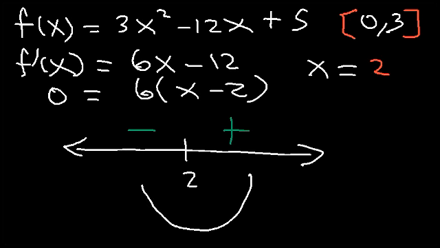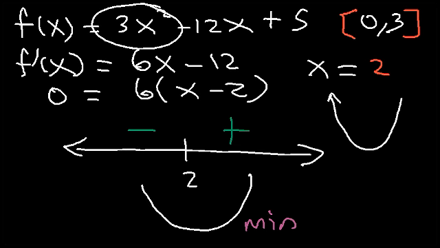Therefore, we have a relative minimum. And it makes sense because the leading term is x squared. So therefore, we know we have a parabola that opens in the upward direction. So chances are this is the absolute minimum as well. But let's confirm it.